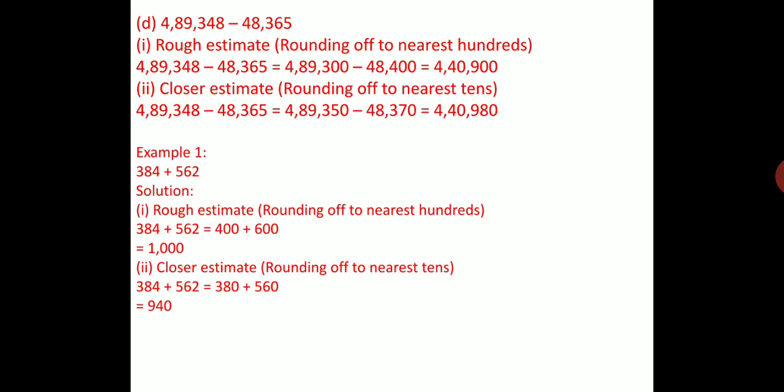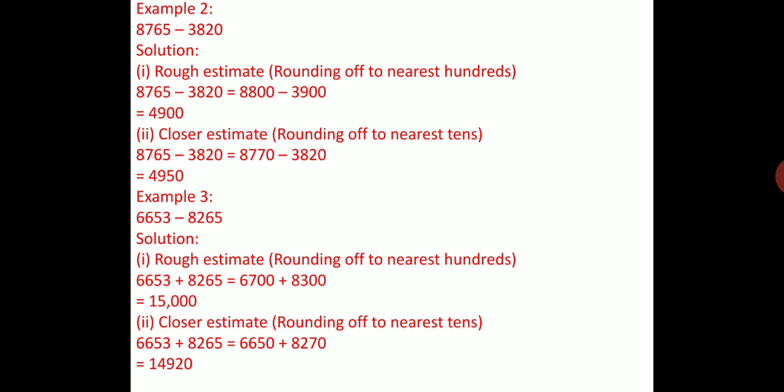You can see example number 1, 384 plus 562, and you can easily understand 384 rounded off is 400 and 562 rounded off is 600. So the answer comes 1000. Now the closer estimate of 384 to the nearest tens is 380 and the nearest estimate of 562 is 560. So equal to 940. Now you see the next slide, example number 2.